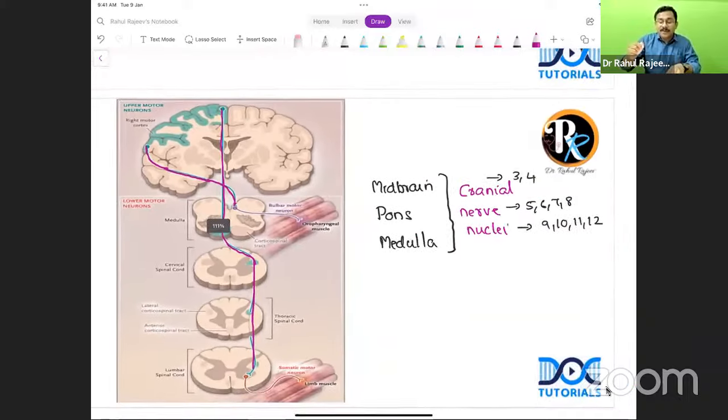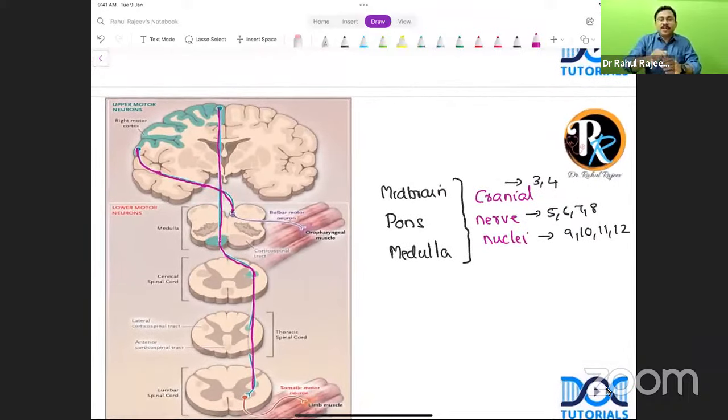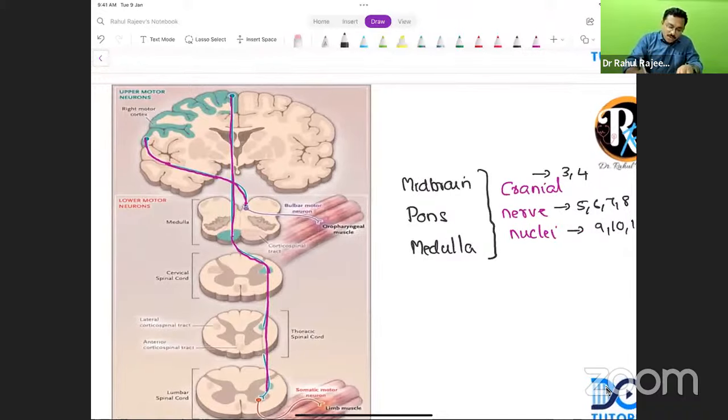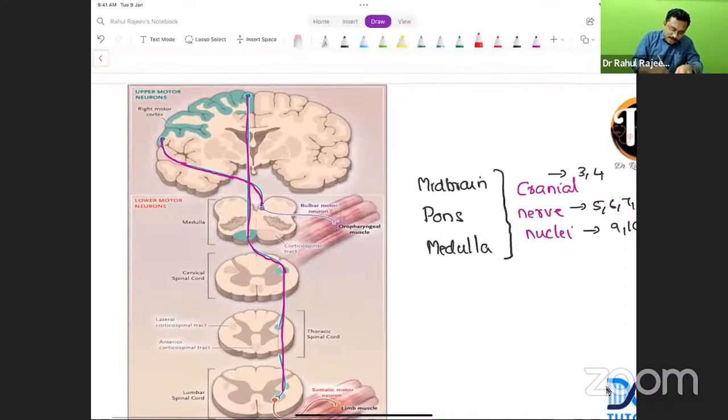If it is the third nerve nuclei, it will cross just before the midbrain. If it is sixth nerve nuclei, it will cross just before pons. If it is, say, 10th nerve nuclei, it will cross just before medulla. So it will cross and synapse with the cranial nerve nuclei at that level. You tell me, what is the name of that tract? Yes, as Dr. Rohit Mohan is rightly telling, those tracts are referred to as corticobulbar tracts.